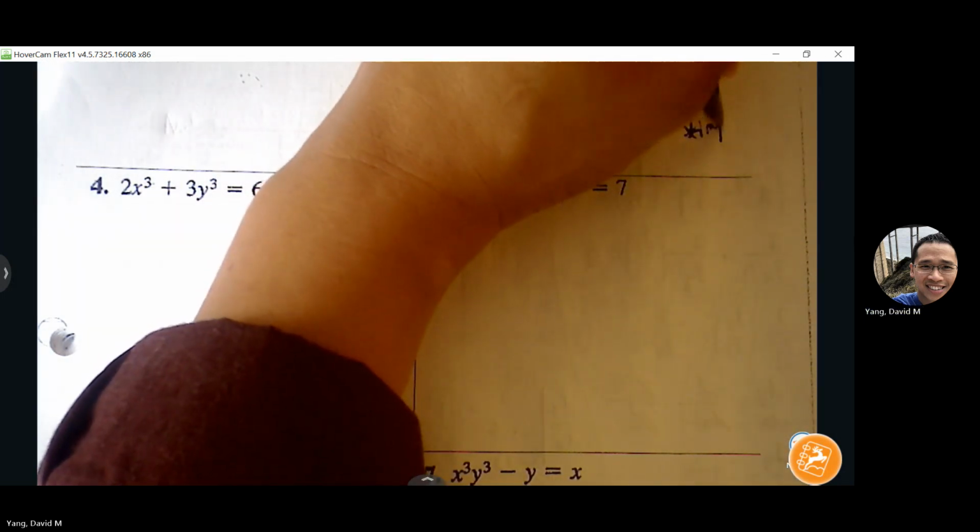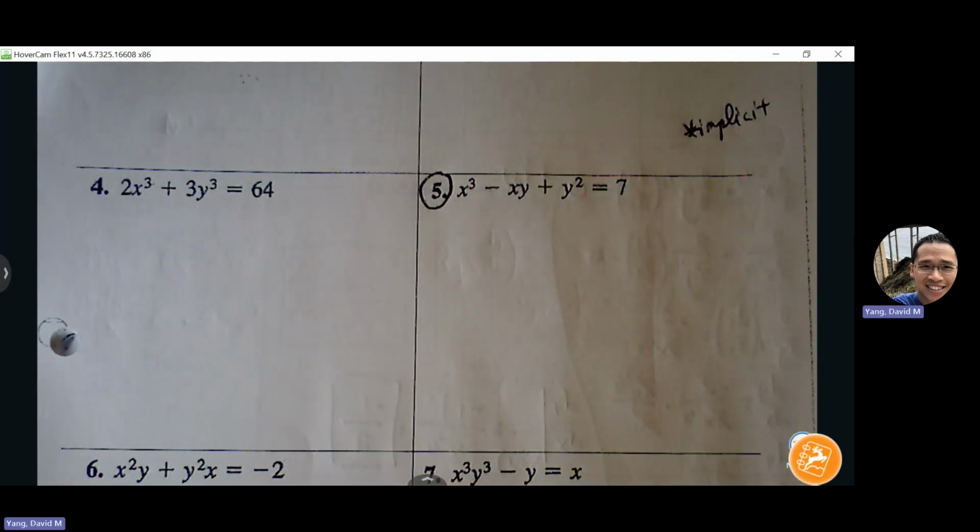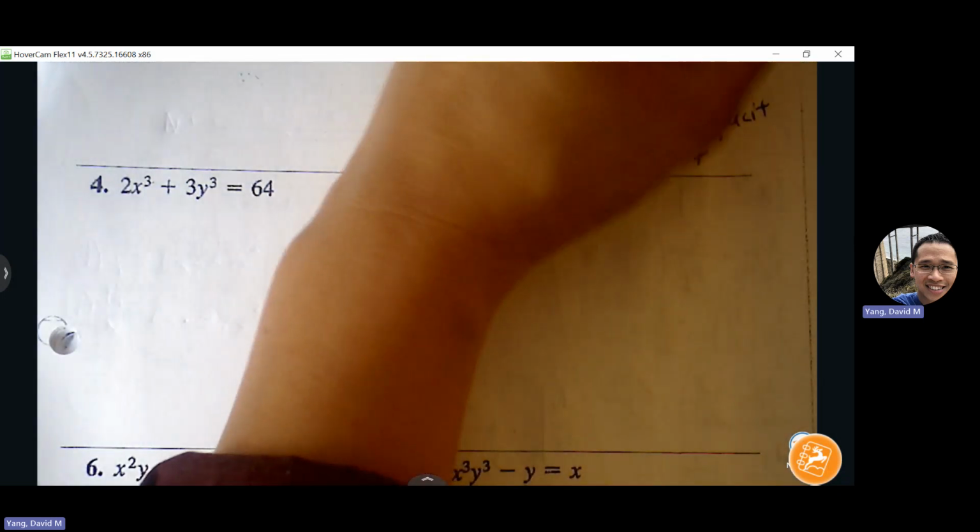What else? Product rule, yes. The x and y are together, right? They're being multiplied. We can't just say, oh, x is 1 and y is dy dx and then be done with it. We've got to go through that product rule.